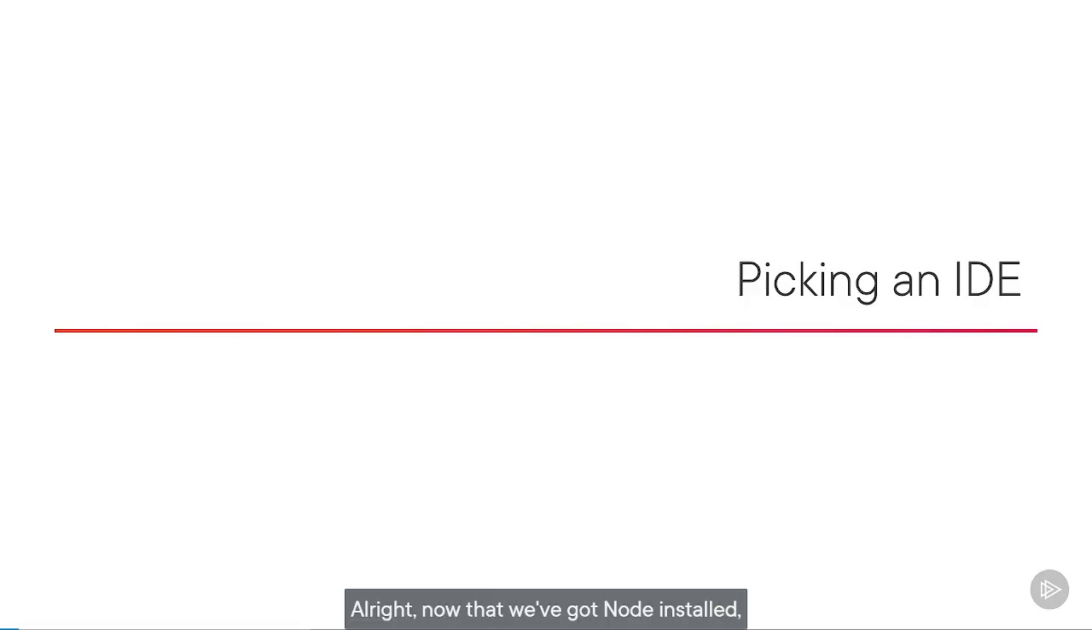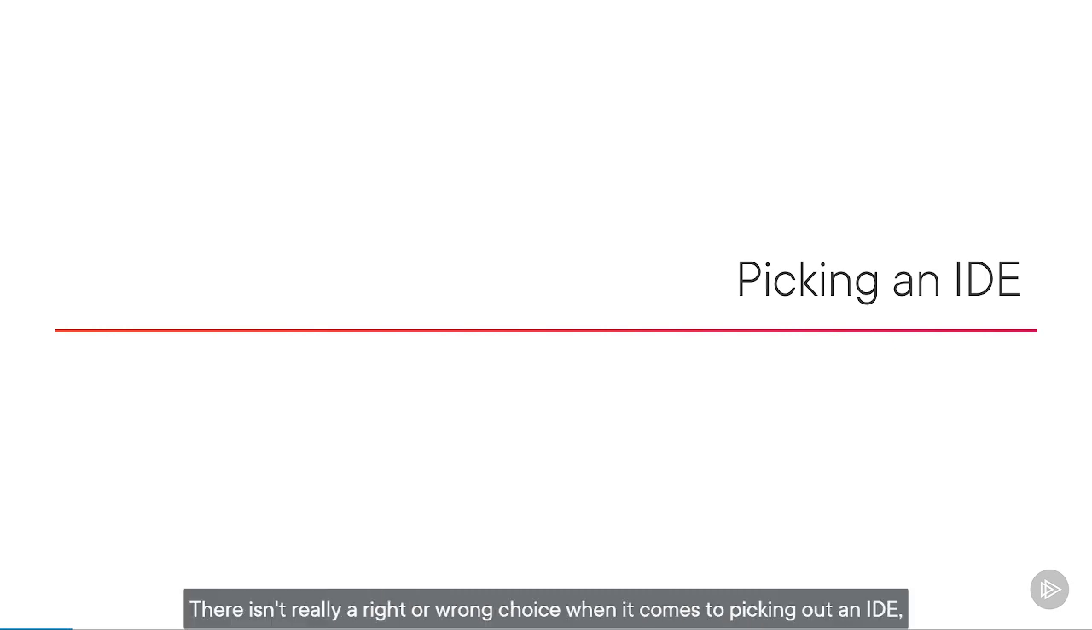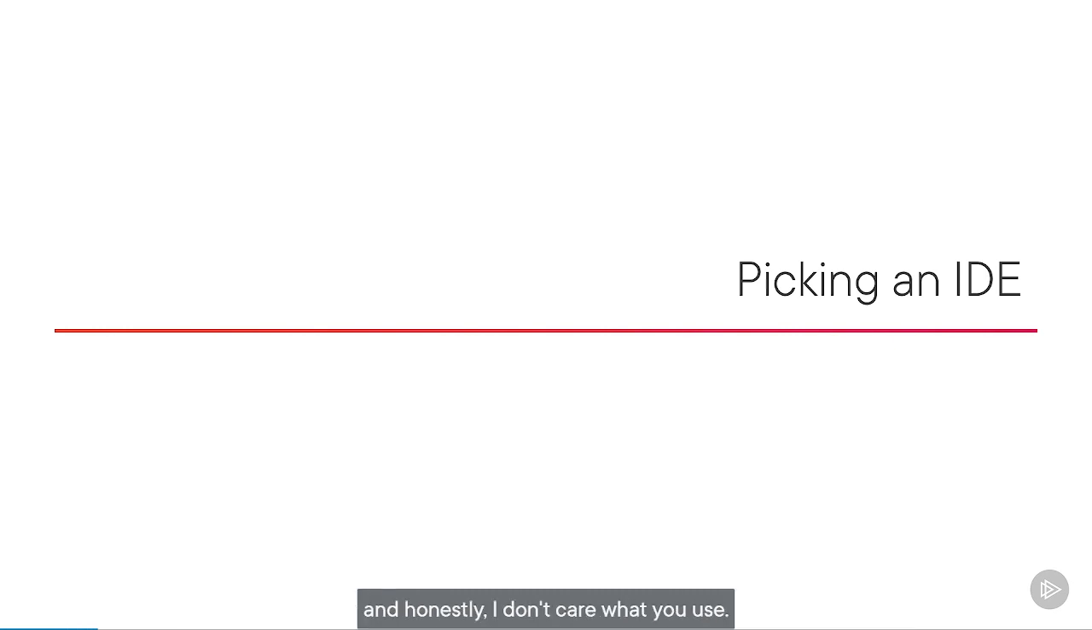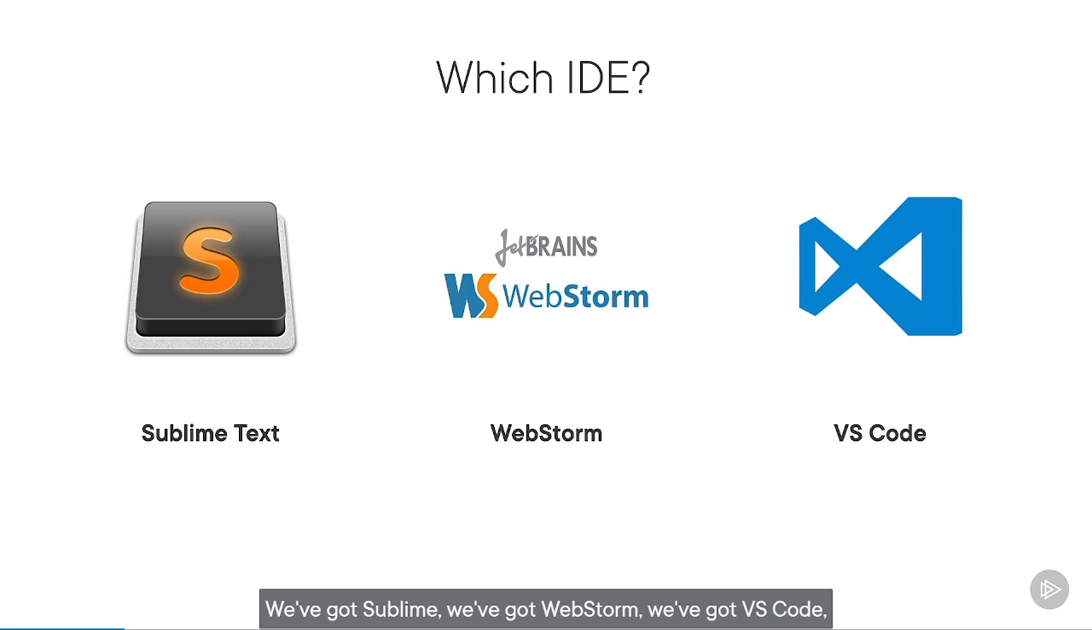All right, now that we've got Node installed, we got to pick out an IDE, because in JavaScript, you can do one of several, right? There isn't really a right or wrong choice when it comes to picking out an IDE. And honestly, I don't care what you use, right? We've got Sublime, we've got WebStorm, we've got VS Code. They all have different options. You can do Vim if you want to, you can do Brackets, Atom. There's a whole bunch of choices out there. And so for the most part for this course, I don't care what you use. Pick something that you like, pick something that you're familiar with, and go from there. I am going to use VS Code as I work through this.